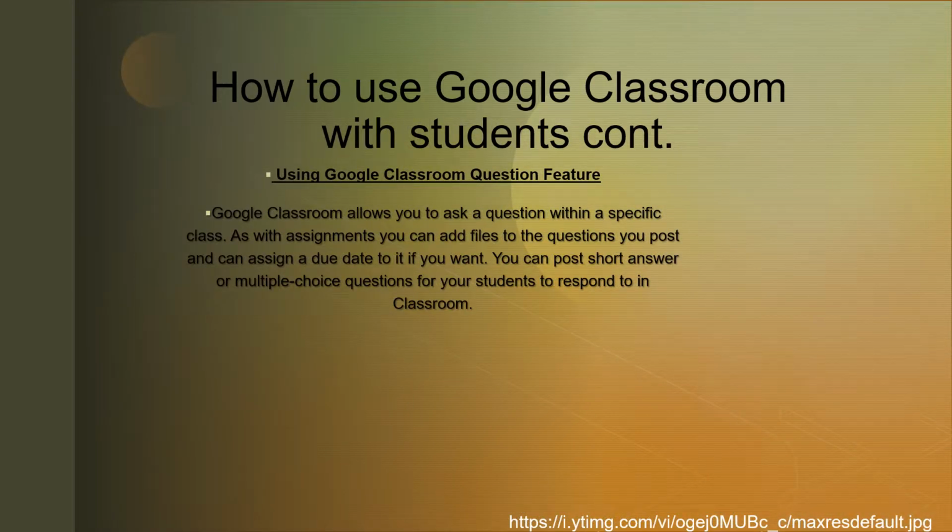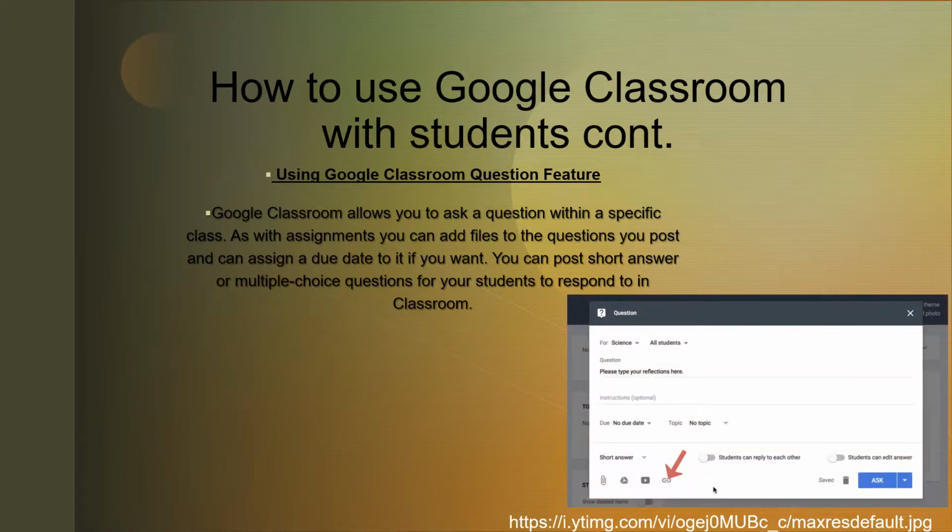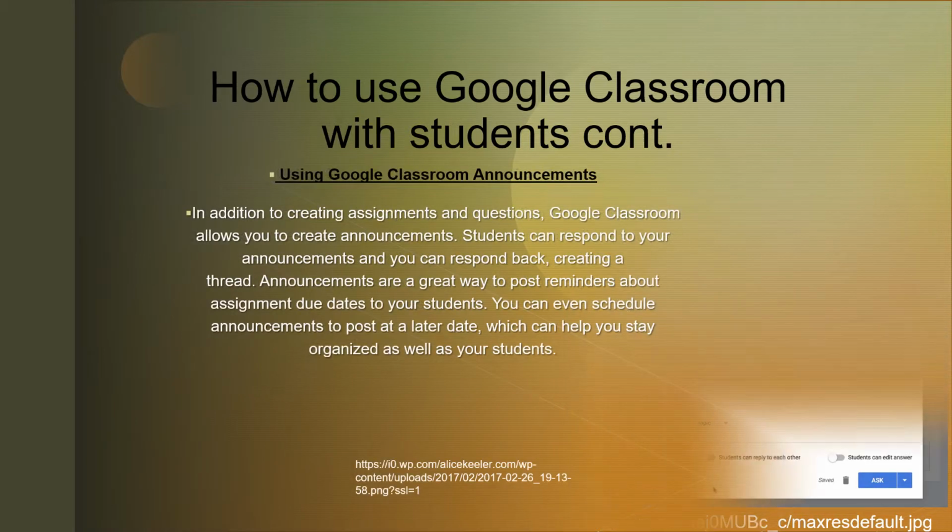Next is how to use the Google Classroom question feature. Google Classroom allows you to ask questions within a specific class. As with assignments, you can add files to the questions you post and can assign a due date to it if you want. You can post short answer or multiple choice questions for your classroom students to respond to. This is an example of what it looks like. So they can type out their reflection or their response there, and then they'll just add their file to it, and that's all they'll have to do.